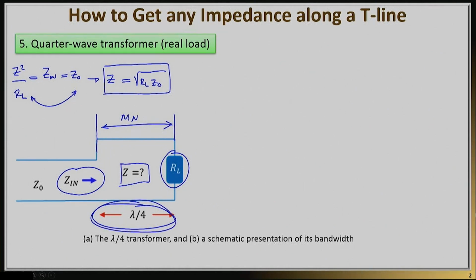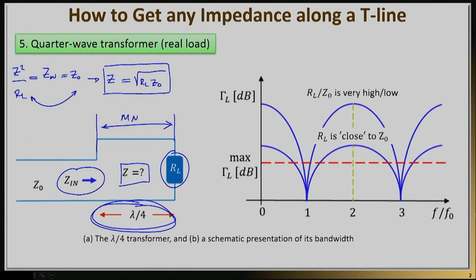What happens if we move away from lambda by 4? In other words, what happens if I change my frequency? Well, I'm not going to get a perfect match, and in fact, if you were to plot the reflection coefficient, you will get a result of this nature.